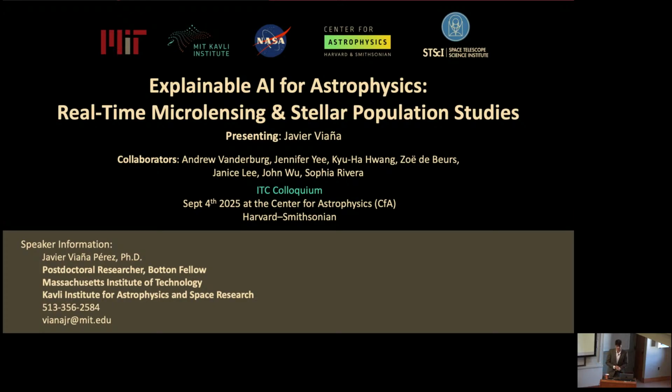Okay, I'm gonna be telling you about a very interesting field within AI that I'm very passionate about. It's explainable AI. It's a type of AI that, as I'll tell you later, explains the reasoning of the model and allows you to do so much more with it, okay? And then I'll be talking about two main use cases. The first one, the real-time microlensing detection, and the second one, the stellar clusters population studies, right? And how we can leverage XAI for that.